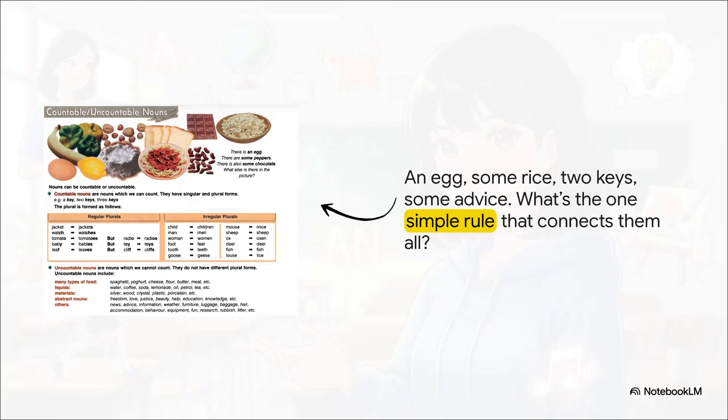So take a look at this. An egg, some rice, two keys, some advice. On the surface, they all seem pretty different, don't they? But what if I told you there's one simple grammar rule that connects every single one of them? Stick with me, because by the end of this, you'll know exactly what it is.